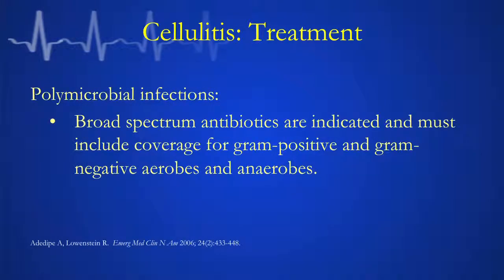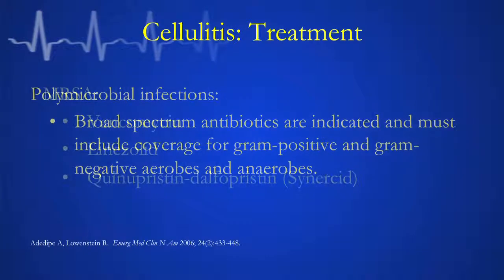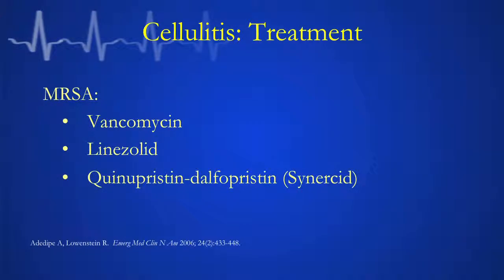For your polymicrobial infections, so your diabetic patients, something that's smelly, stinky, broad-spectrum antibiotics are indicated and must include coverage for gram-positive and gram-negative aerobes and anaerobes. So this is a 2-drug combo: Zosyn, Vanco, Rocephin, Vanco, however you guys want to work it out. 2 drugs. Specifically for MRSA, you have to have your Vanco on board, your Zyvox on board, and occasionally you can use Synercid. I haven't used Synercid. I don't even know if it's on formulary at Virtua. Because if there's some problem with Vanco, then I just go with Zyvox.